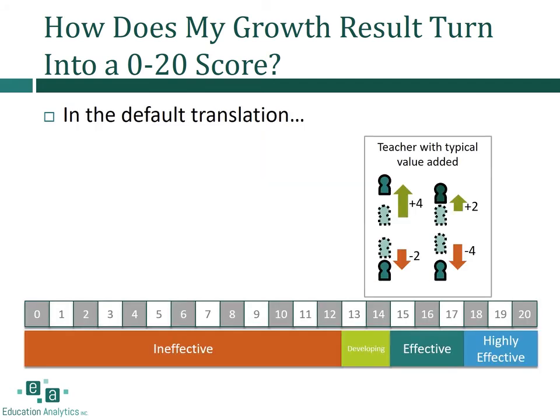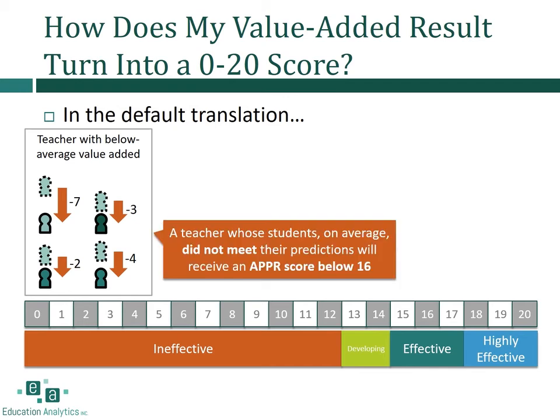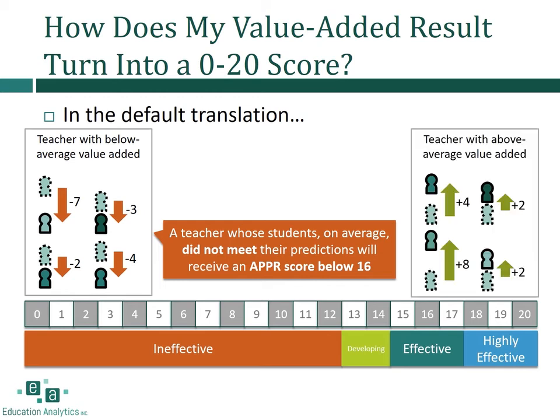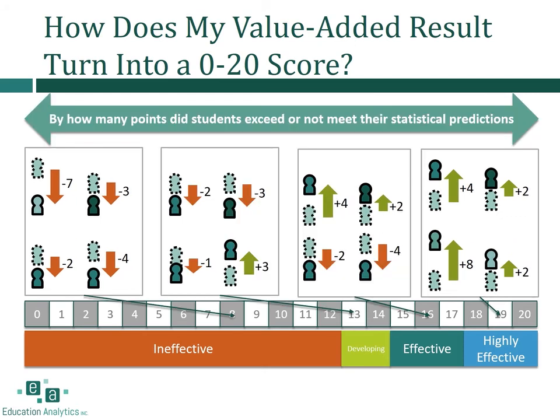In the default translation, a teacher whose students on average meet their predictions will receive an APPR score of 16, the middle of the effective range. A teacher with below average value-added results will receive an APPR score below 16, whereas a teacher with above average value-added results will receive an APPR score above 16.